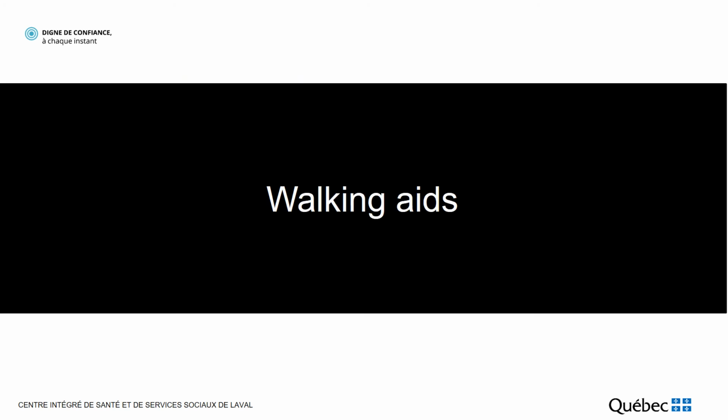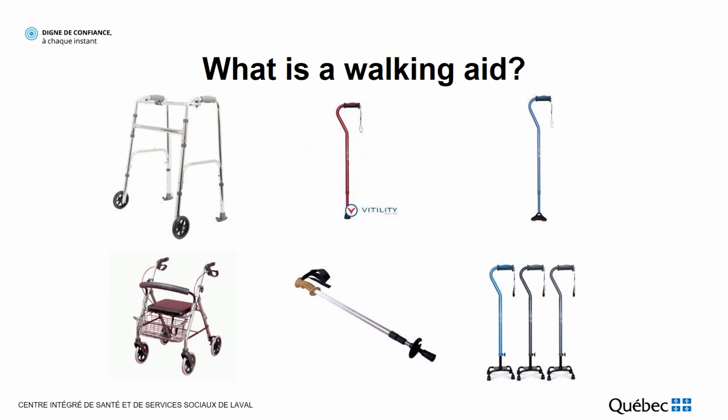Now let's talk about walking aids. Here are images of different walking aids. We have the walker, the single cane with a large base, the rollator walker, the walking pole, and the 4-point cane.